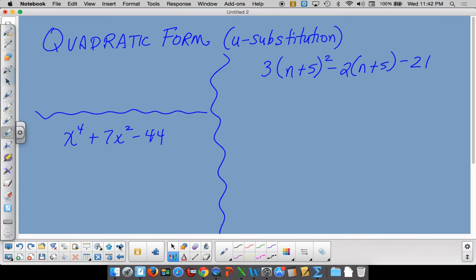If something's in quadratic form, it's in the form that follows a normal quadratic equation. Normal quadratic equations are something like x squared plus 2x minus 8. Okay, notice that you have x squared, the middle term is x to the first. That's half of x squared. 1 is half of 2. And then you have a constant number.